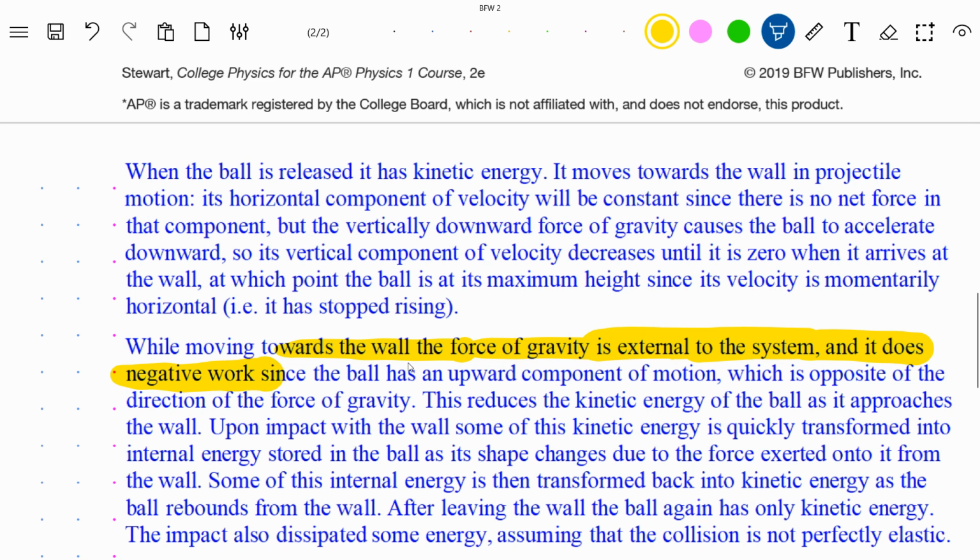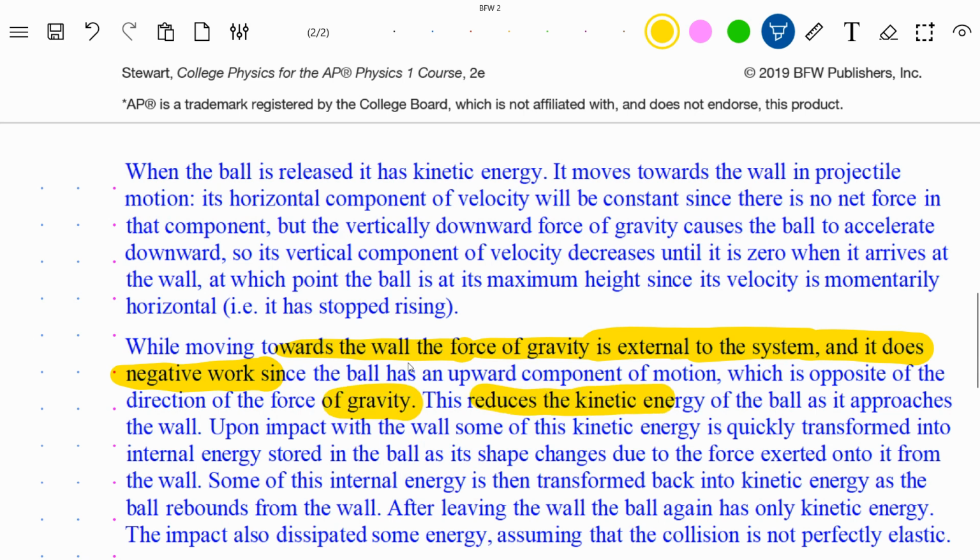So strictly speaking, internal forces are incapable of doing work. And again, yet another detail that is frequently missed in the world of AP physics. It wasn't really needed for this question because there are no internal forces, but bear that in mind. I'm sure that'll come up in a future question. So it does negative work, since the ball has an upward component of motion, which is opposite the direction of the force of gravity. So negative work is happening, and that's why.